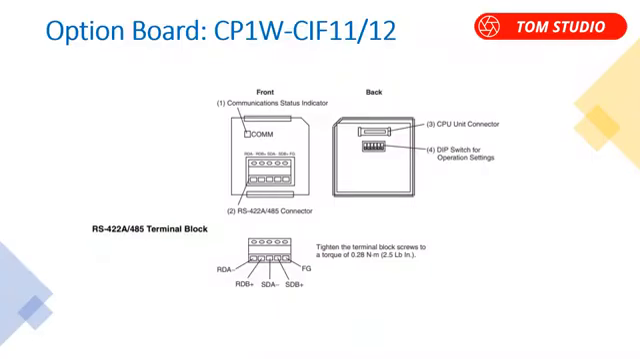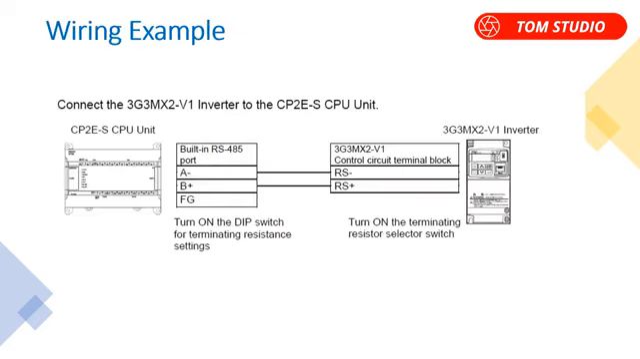CP1W-CIF11 is a non-isolated model, and the communications distance is 50 meters maximum. CP1W-CIF12 is an isolated model, and the communications distance can reach 500 meters maximum. Of course, CIF12 is more expensive than the CIF11 option board. The wiring diagram is quite straightforward: just use 2-wire RS485 to link the master device and slave devices together.